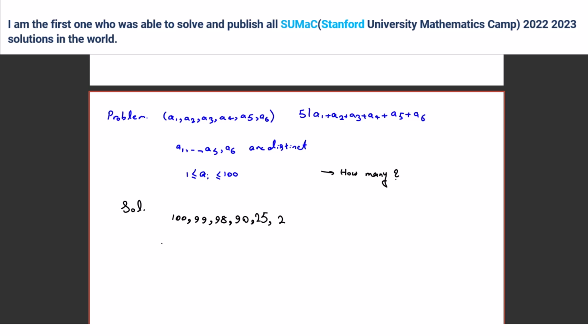Okay, then I add 1, so it has a sum, right? Yeah. And consider sum mod 5, because we want that. Now add 1 to each element, and if you reach 100, we consider 1. So it will be 1, 100, 99, 91, 26, and 3, right? So the sum is what mod 5?